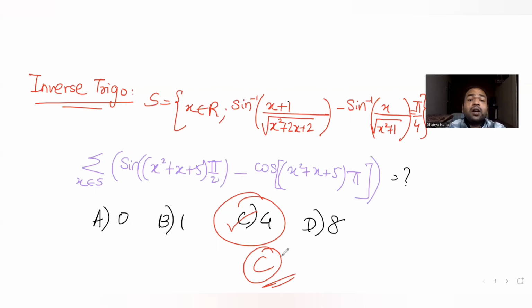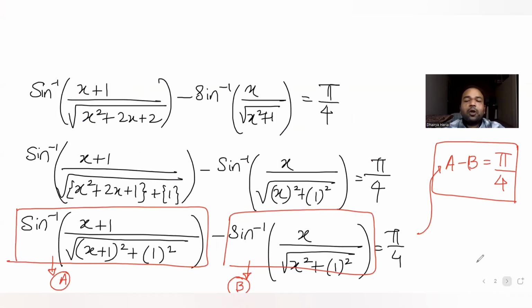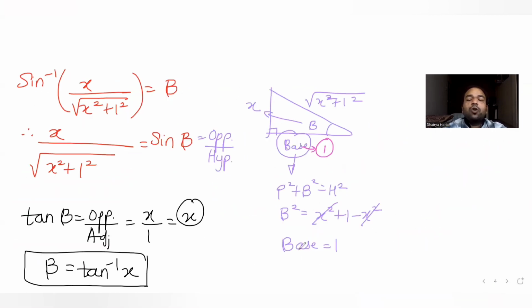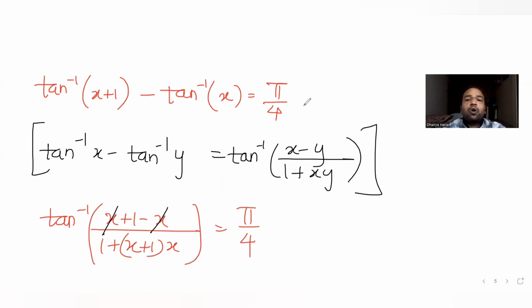So C is the correct answer for the question which is given to us here, that we have been asked to find the sum of the entire expression for all the values of x, and that comes out to be 4. So C is the correct answer. I hope you have understood how to solve this type of question. The main component in this difficult question was to convert this entire question of sine inverse in terms of tan inverse. Once you got that understanding, you can solve this question very easily.